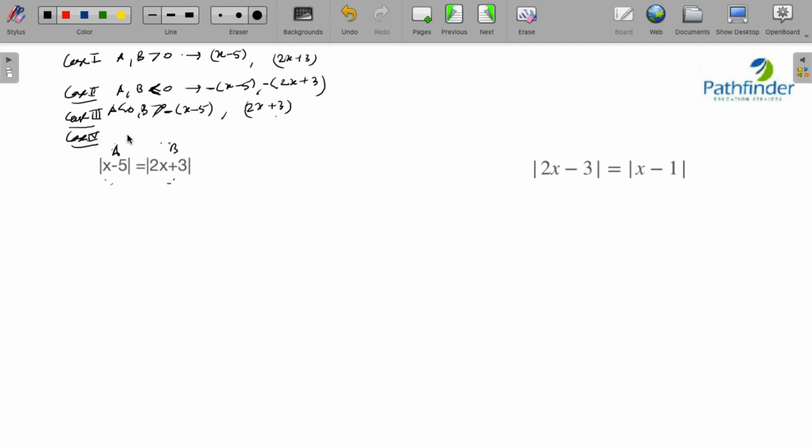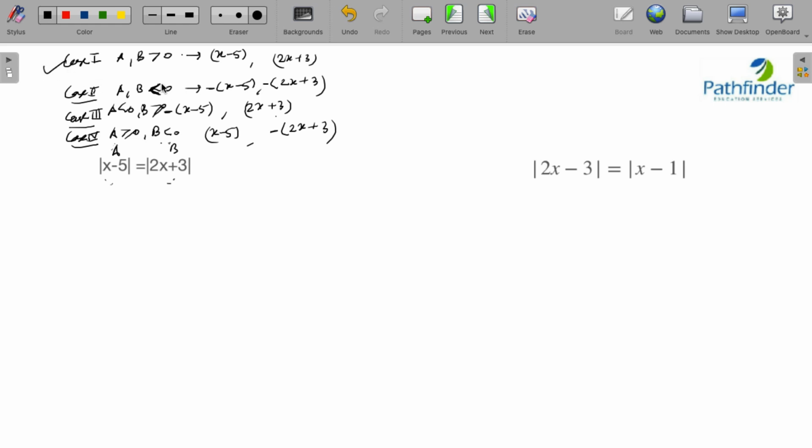And case 4, what is that? a greater than or equal to 0 but b less than 0, in which case I will open a as it is, x minus 5, but I will write minus of 2x plus 3 for b. So this will give me 4 possible values of x, and I have to put that back into the equation as we always do and find out whether the values satisfy.